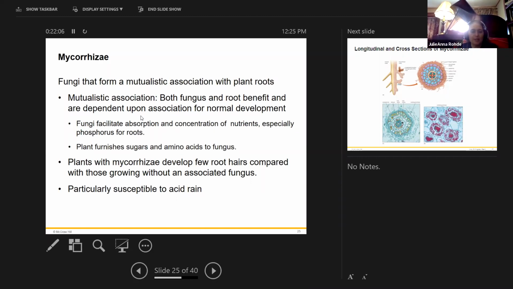So plants with mycorrhizae develop few root hairs compared with those growing without the associated fungus, possibly because they don't need it as much. They've got something else helping them absorb that, so they don't need to put their energy into developing all these extra root hairs. And unfortunately, these are particularly susceptible to acid rain. Probably because that's going to affect the fungi earlier. Well, if it affects either one of them, it's going to mess up the relationship. Okay, either way.